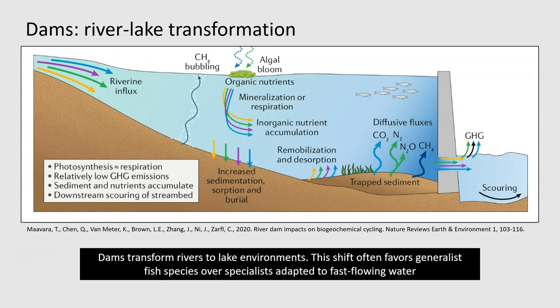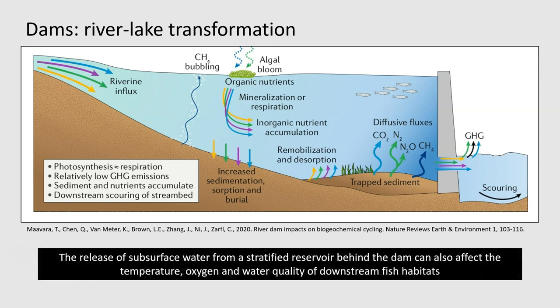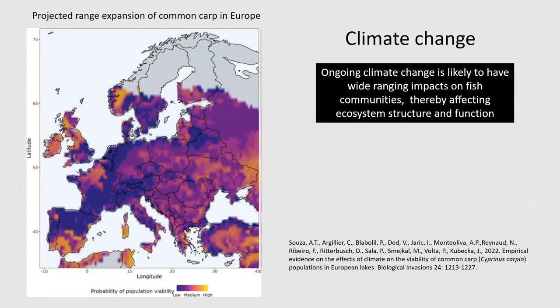Dams transform river environments to lake environments. The shift often favors generalist fish species over specialists that are adapted to fast-flowing water. The release of subsurface water from a stratified reservoir behind the dam can also affect the temperature, oxygen, and water quality of downstream fish habitats.